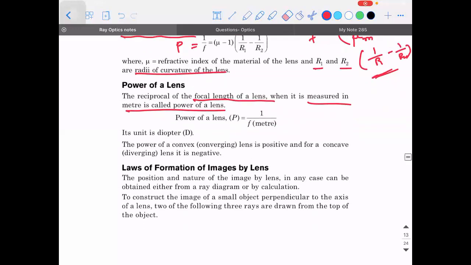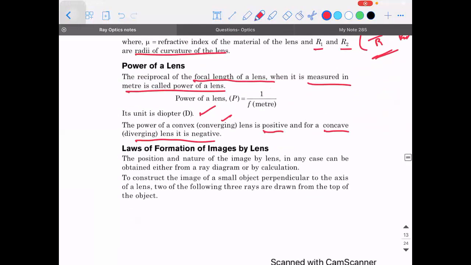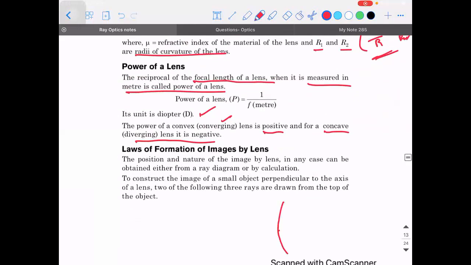So the unit of power is diopter. The power of a convex lens is positive, and for a concave lens, it is negative. The reason is very simple. When you take a convex lens, the first refracting surface's radius of curvature is on the right hand side of it. If you take this as the origin, since it is on the right hand side, the focal point will also be on the right hand side. That is why the power of a convex lens is taken as positive, meaning its focal length is also positive. Similarly, for a concave lens, it is negative.